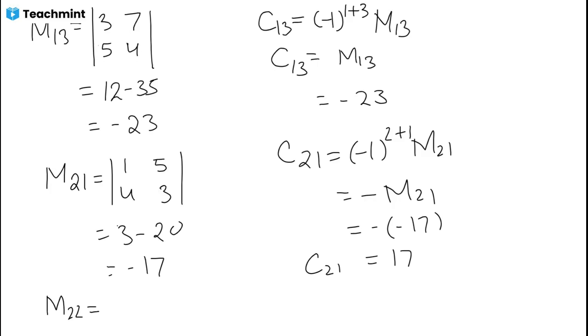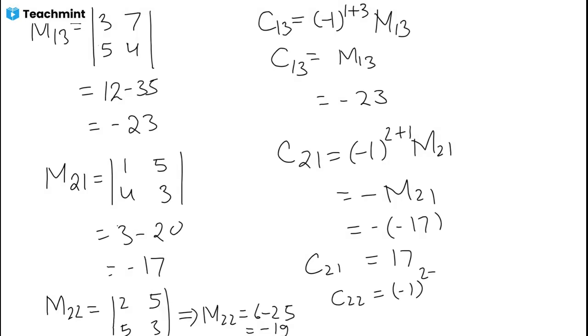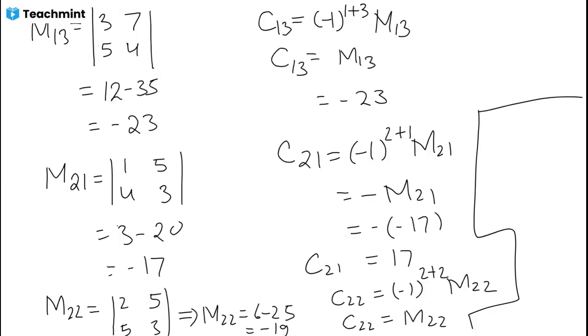Leave the elements of row 2 and column 2, then you can get M22, which is obviously minus 25, and that is equal to minus 19. And C22 is minus 1 to the power 2 plus 2 into M22. So obviously this will be equal to M22, because the power is even, this is equal to 19.